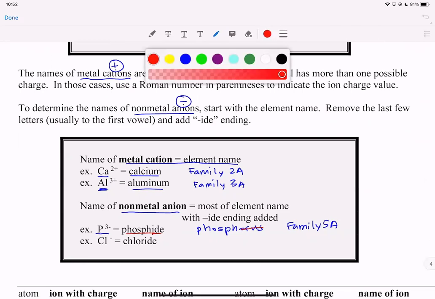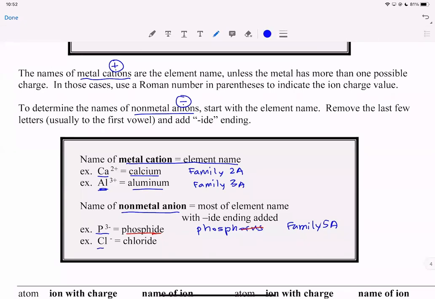So for this element, chlorine. The element name is chlorine. The element symbol is Cl, and it's in family 7A. So all of those elements in 7A form a -1 ion. So that's why it's written Cl-. And then when you're trying to figure out the name of that ion, you take off the last few letters, moving back to the first vowel, and then adding the ide ending.